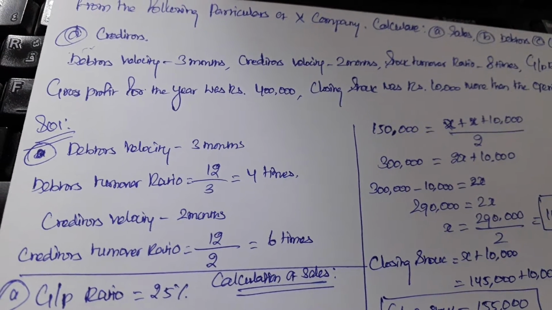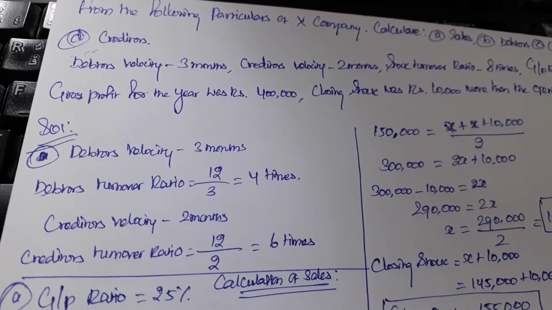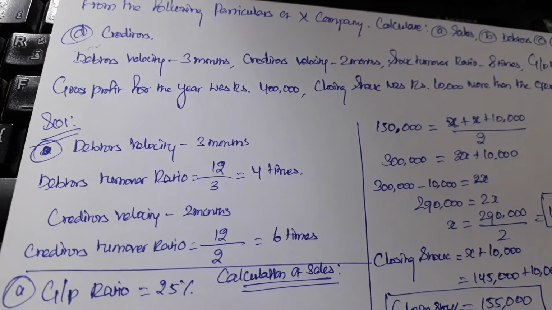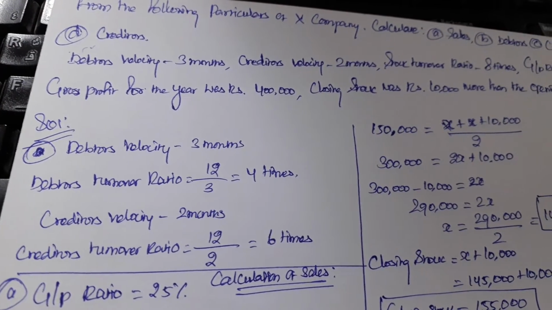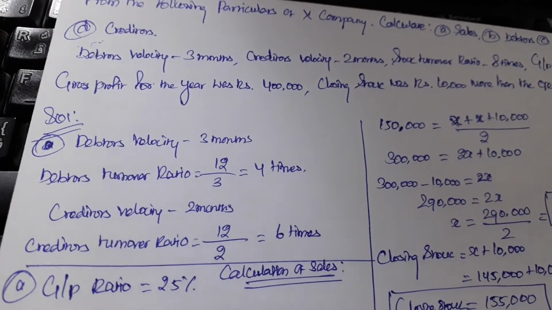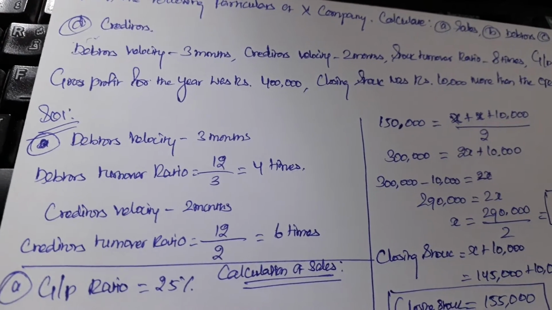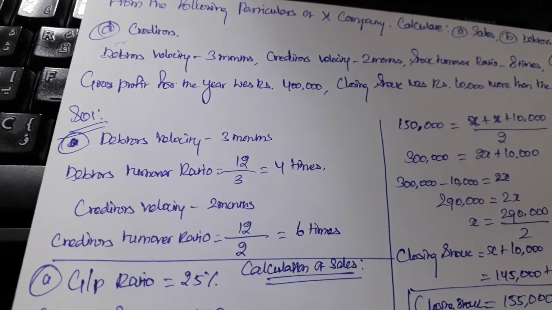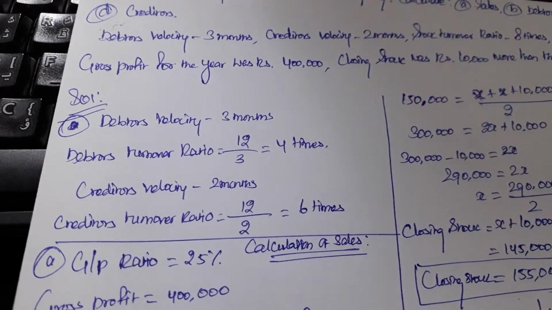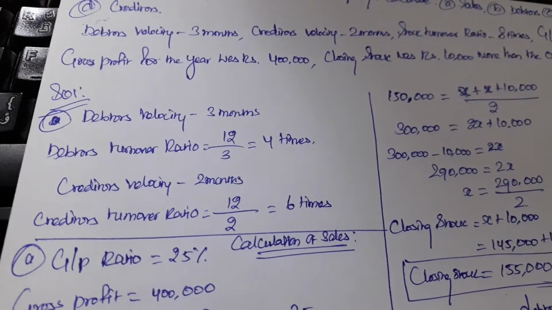First we need to convert the debtors velocity to the debtors turnover ratio. If you want to convert months into times, we need to divide 12 by the number of months. If we divide 12 by 3, we get 4 times. The 12 denotes the number of months in a year. As well as creditors velocity, 2 months. If we need to convert that into times, we divide 12 by 2, so 12 by 2 equals 6 times.